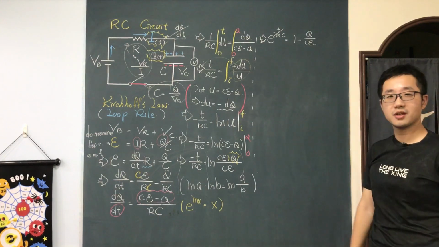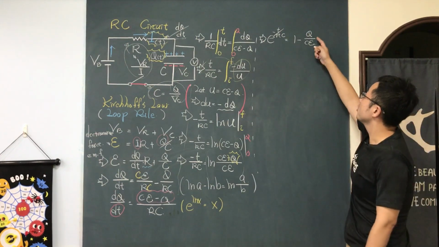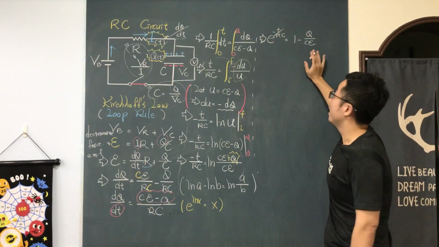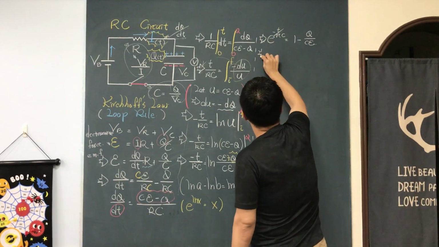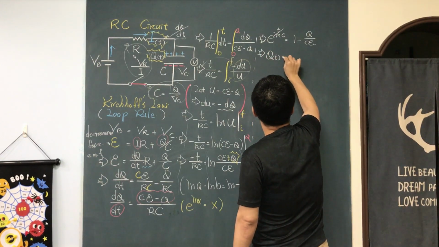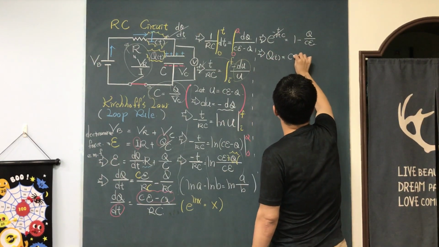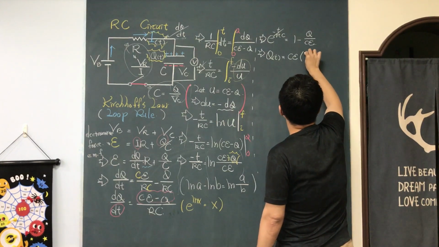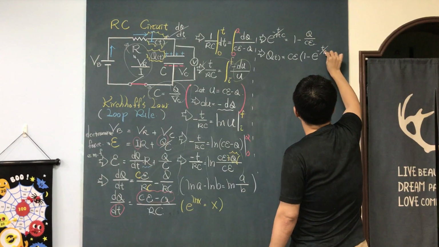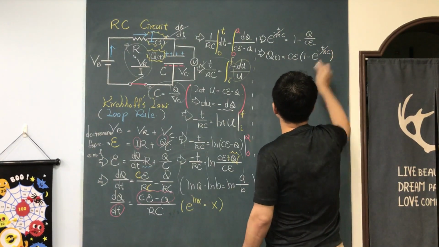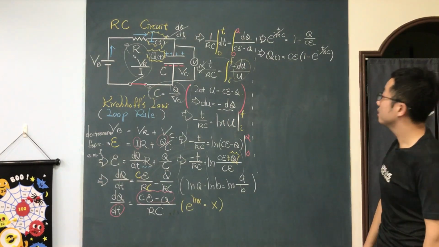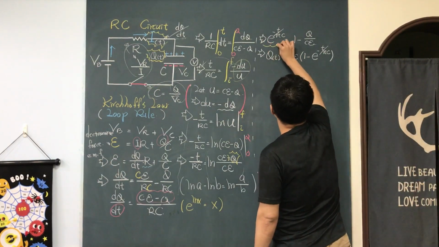Okay, we're so close. So now I'm ready to put q on the left hand side and put everything on the right hand side. So now I get the charge as a function of time, and that will be equal to CE times 1 minus e to the minus t divided by RC. Finally, this is the charge as a function of time.